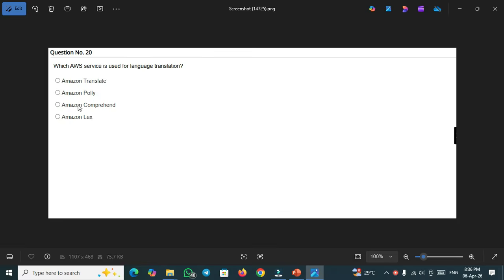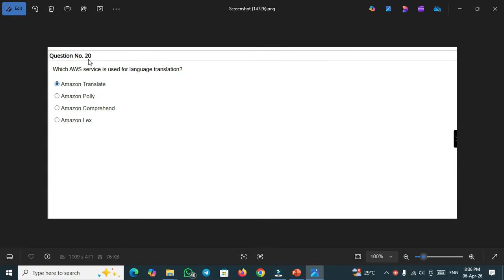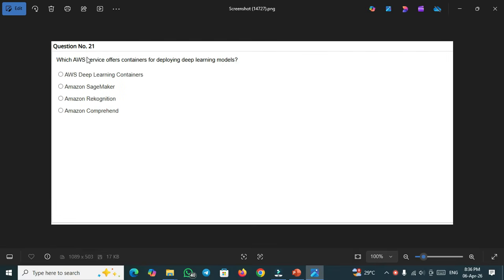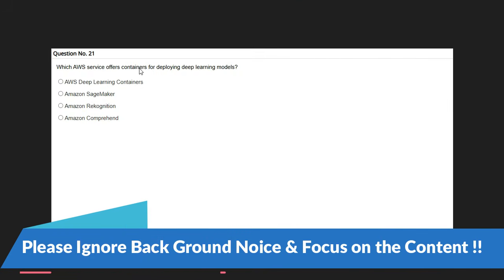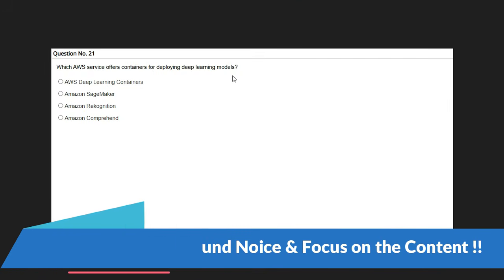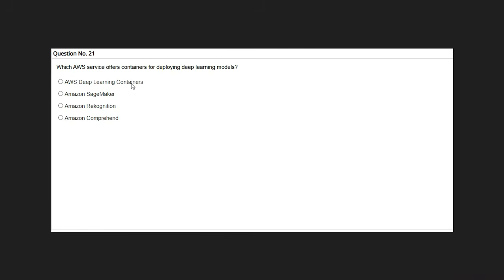Question number 21, most important one. Which AWS service offers containers for deploying deep learning models? So option A, AWS Deep Learning Containers. Option B, Amazon SageMaker. Option C, Amazon Rekognition. And option D, Amazon Comprehend. So right answer is option 1, AWS Deep Learning Containers.